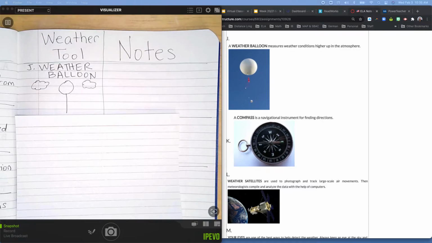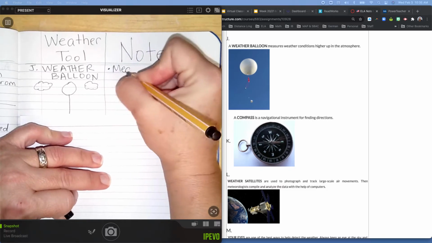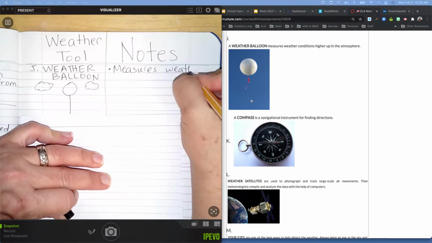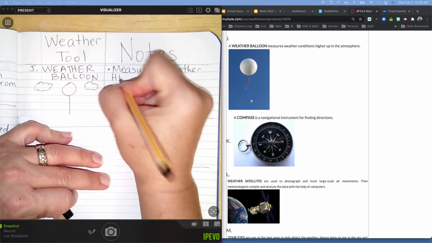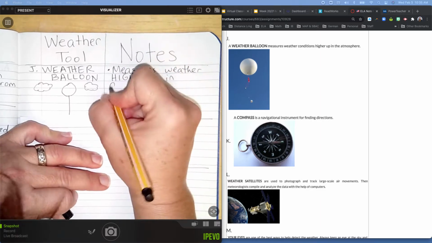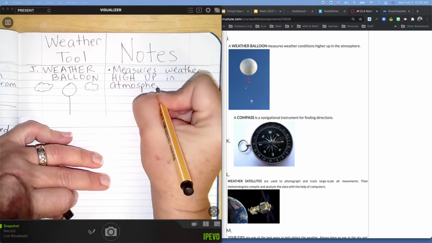All right, here we go with J, a weather balloon. Now, a weather balloon measures weather conditions higher up in the atmosphere. So, measures weather. I'm going to put high in big letters, high up in atmosphere. And these have a very interesting history.